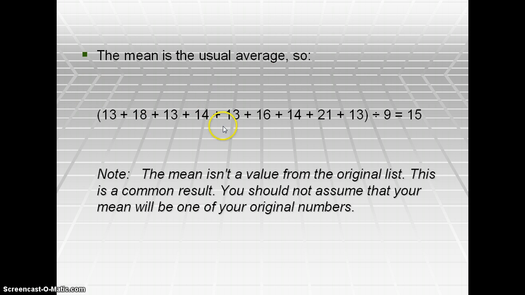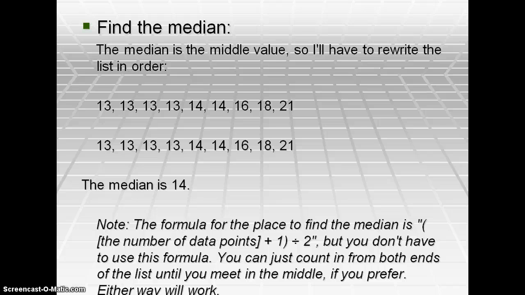We take all our given set of numbers and add them together and divide by how many numbers there are listed. And in this case, we have 1, 2, 3, 4, 5, 6, 7, 8, 9. So once we add these up, we divide by 9, and that gives us our total of 15. So in this instance, the mean or average of this given set of numbers is 15. So let's find the median now.